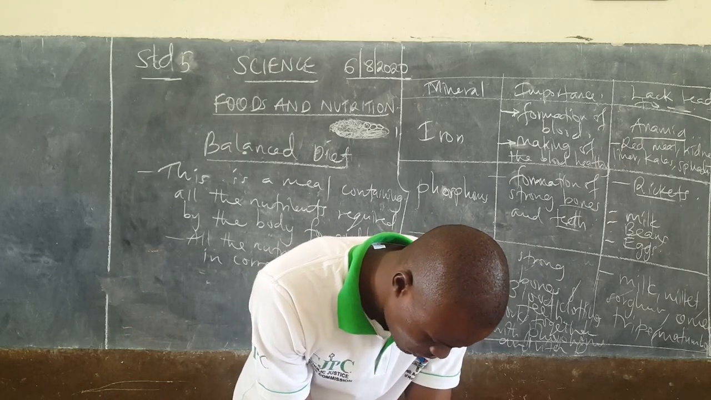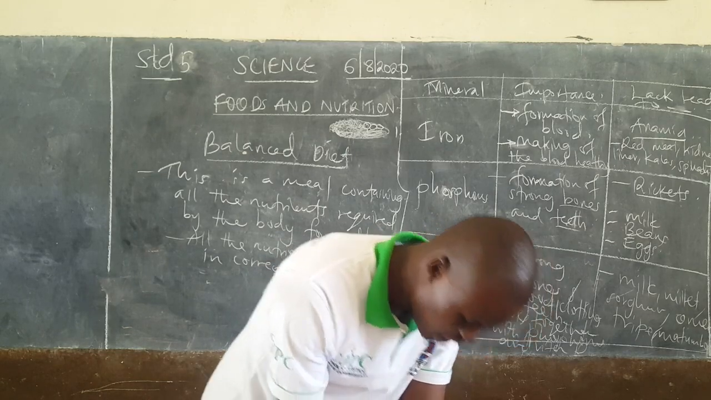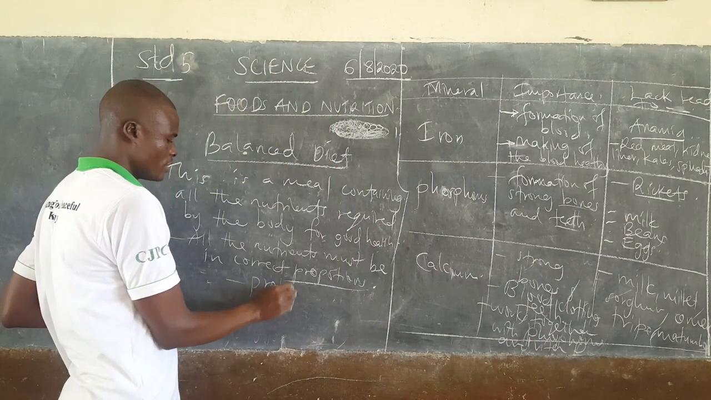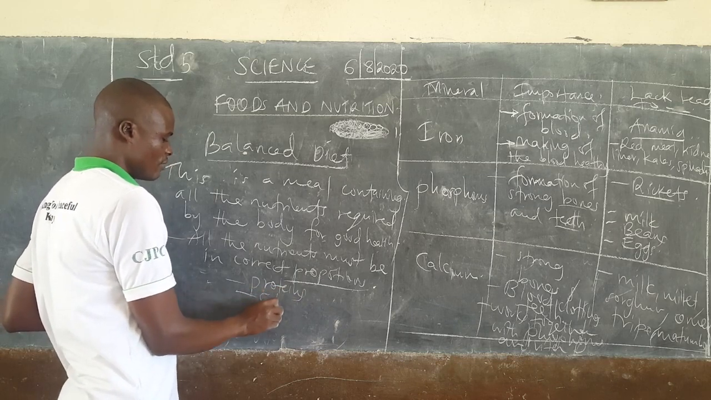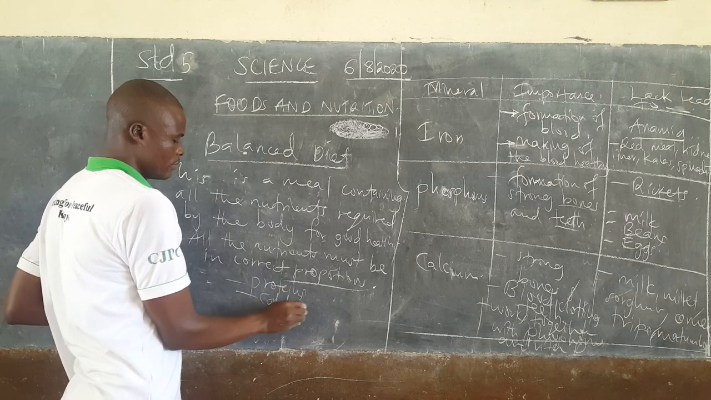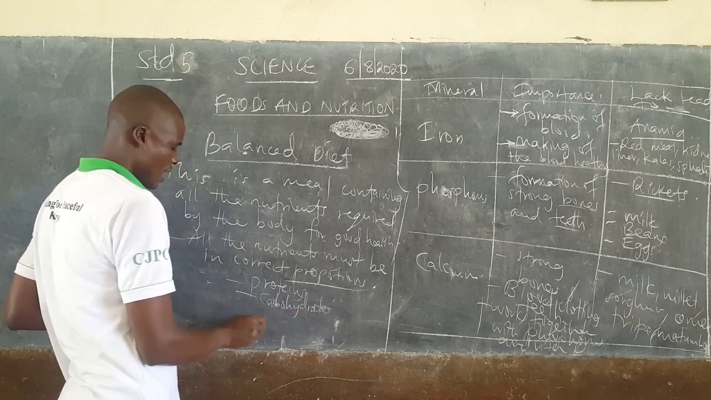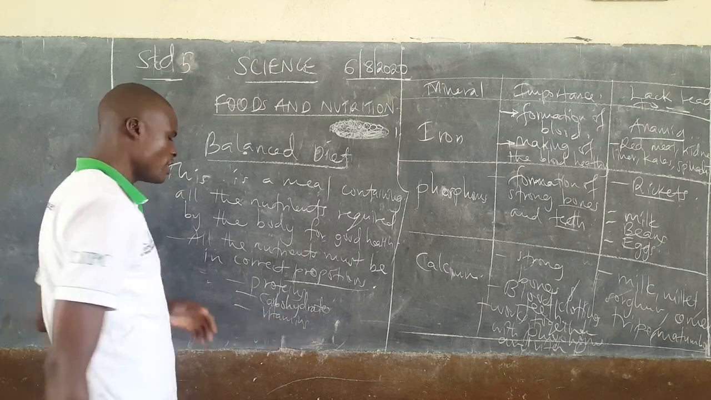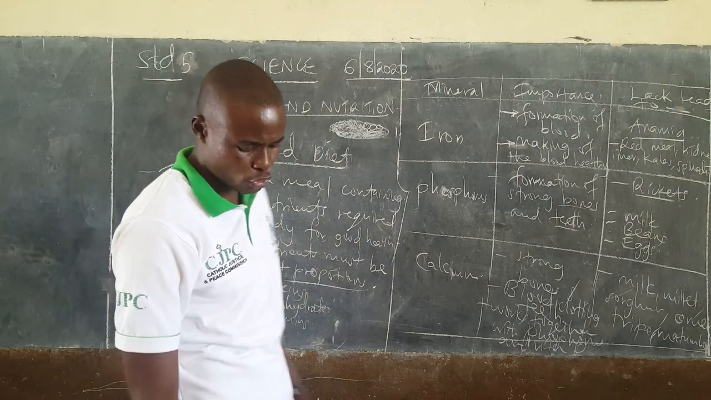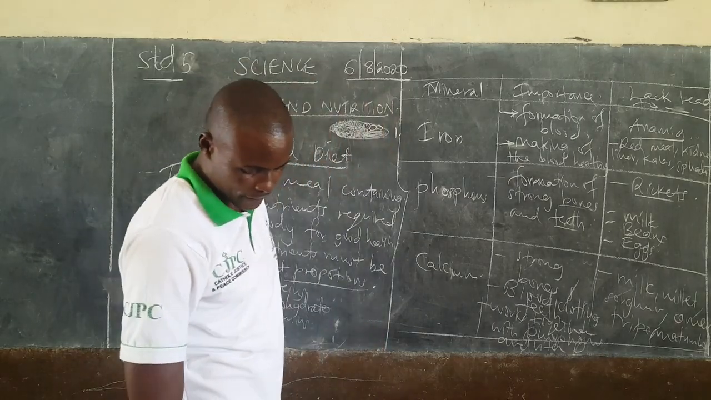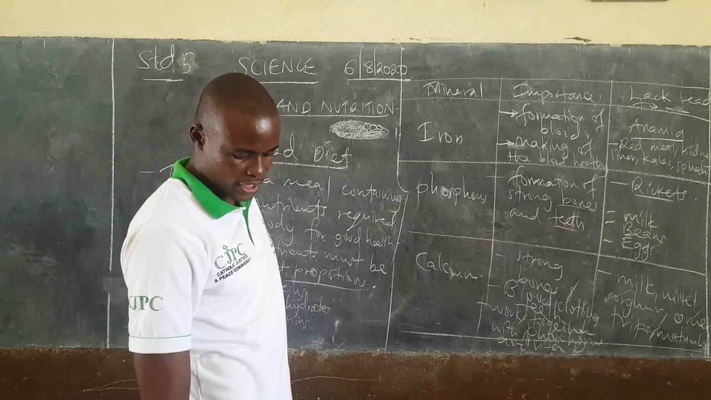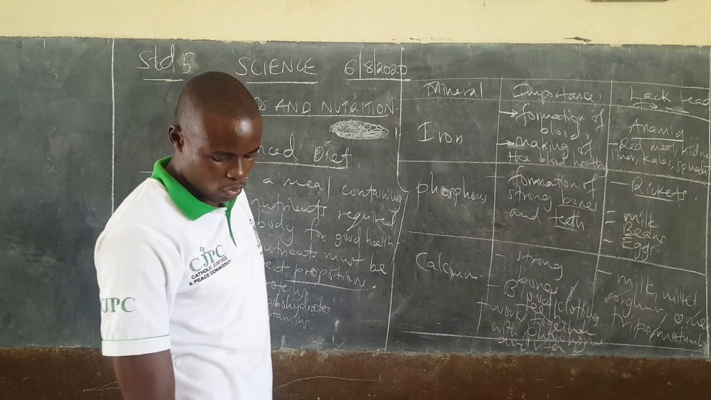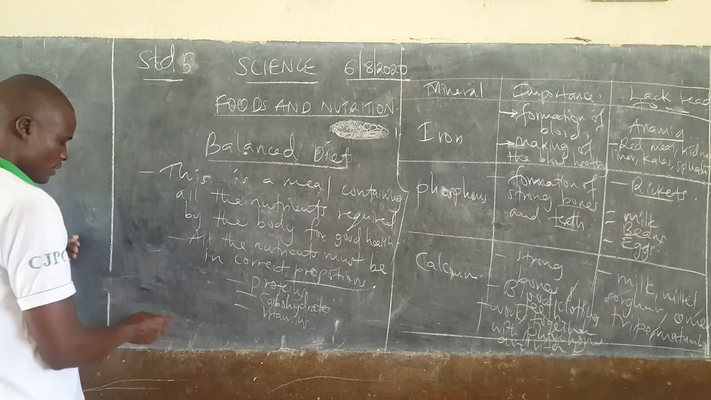So these nutrients include proteins, carbohydrates, and lastly we have the vitamins. They should be in the correct proportion to make your body healthy. Then meals with enough proteins, vitamins, and carbohydrates are said to follow the rule of 3. The rule of 3.